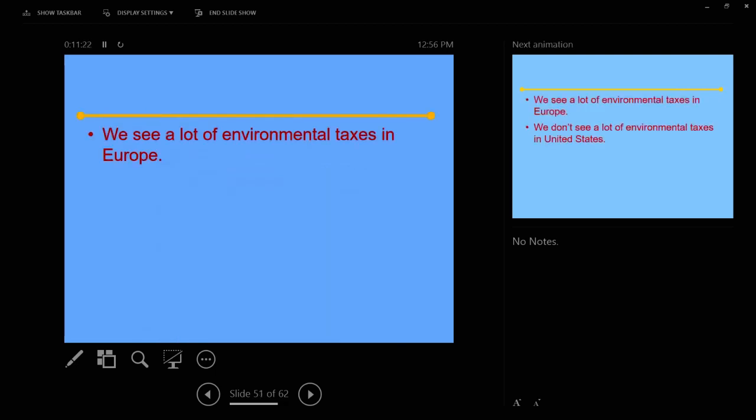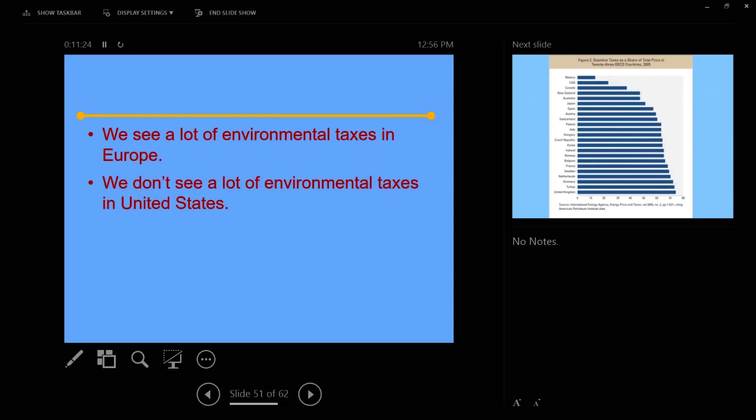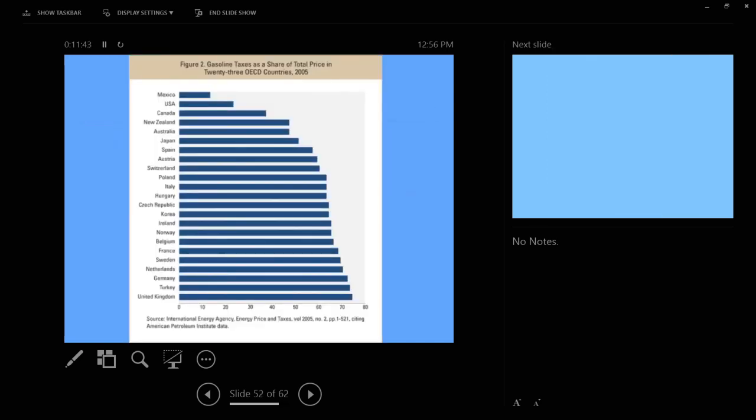We see a lot of environmental taxes in Europe, and unfortunately we don't see a lot of environmental taxes in the United States. So European nations are much more willing to impose environmental taxes, and we live in a country that has been very, very hesitant to impose environmental taxes. Here's one example, the gasoline tax. Now, we do have a tax on gasoline, but this graph right here, albeit it's from 2005, so I really should update it, but the results aren't going to be that different.